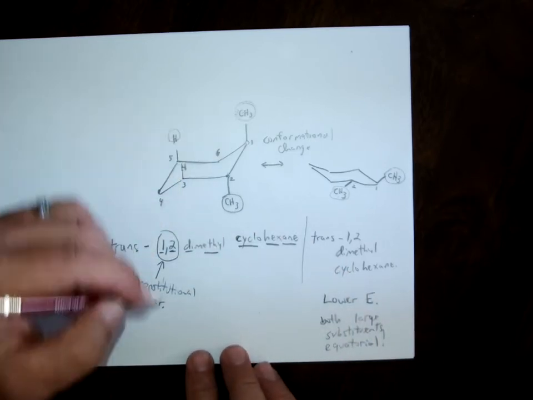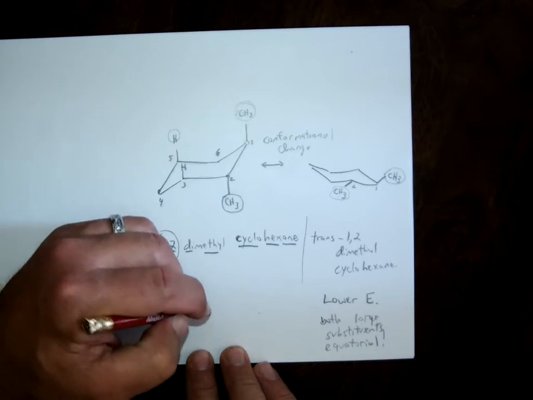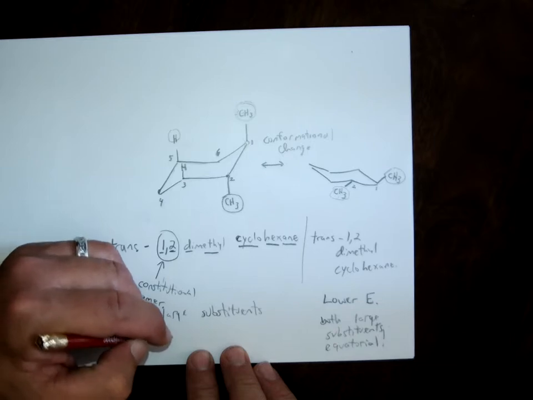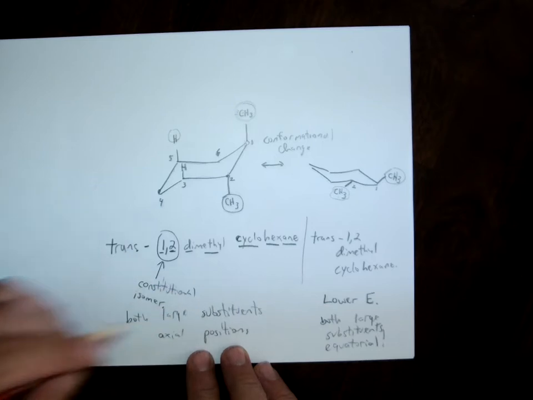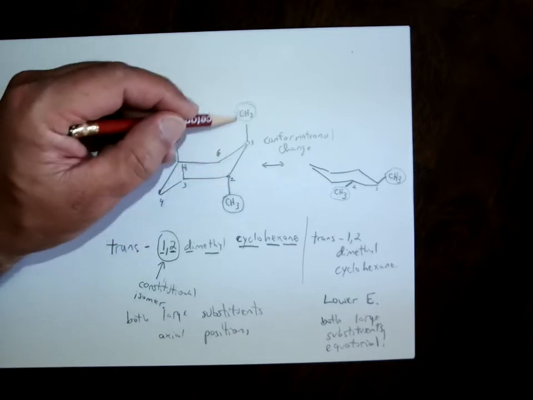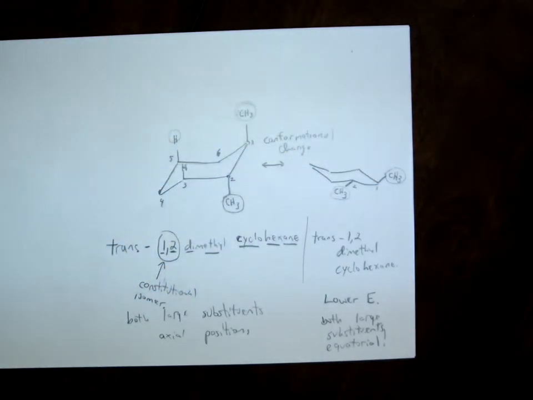In this one, both large substituents are in axial positions. So these are the two conformers, or two conformational isomers, of the trans 1,2-dimethyl cyclohexane. One has both axial positions, the other one has both equatorial positions, and you might be asking yourself, is there any way to have one axial and one equatorial?